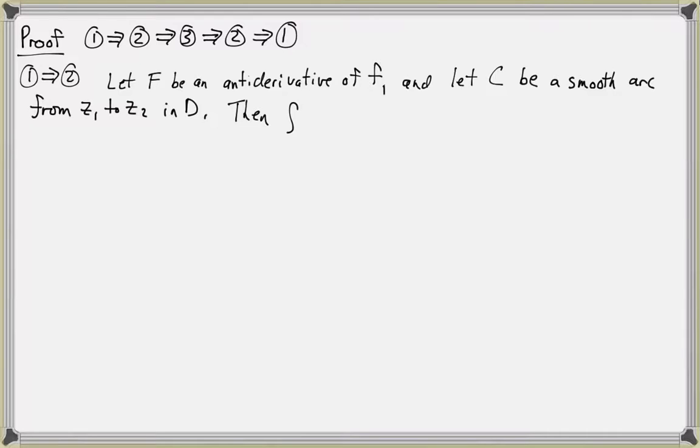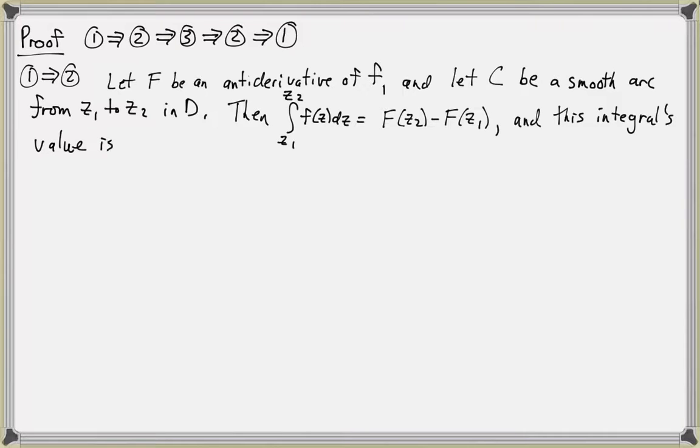The integral from z1 to z2 of f of z dz will be equal to the evaluation of the antiderivative capital F at z2 minus capital F of z1. And since this value only depends on the beginning and end point, it is independent of path. So this integral's value is independent of path.